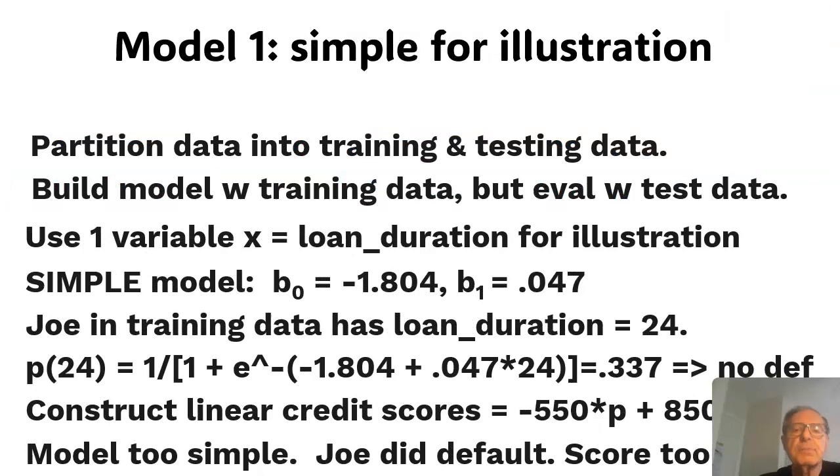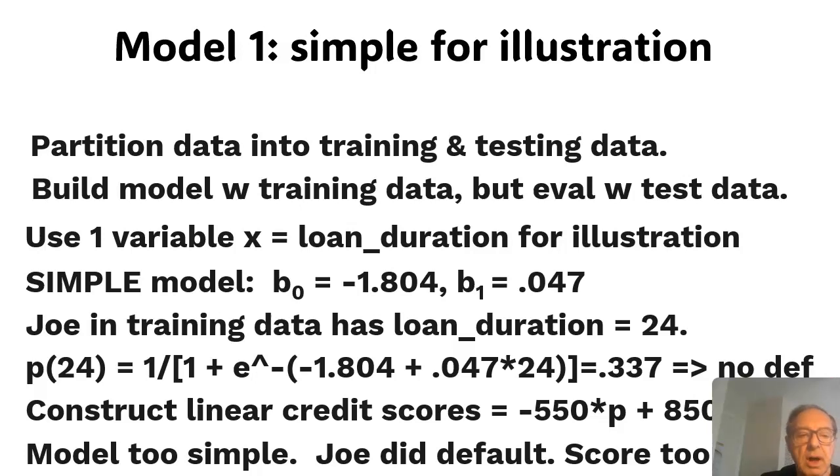So for simplicity, I'm going to start with model 1. I'm going to partition the data into a training set and a testing set. I'm going to build a model with the training data, but evaluate it with the testing data that the model has not seen. And model 1 uses just one independent variable for illustration. I've chosen loan duration. This gives me these two parameters of B0 and B1.